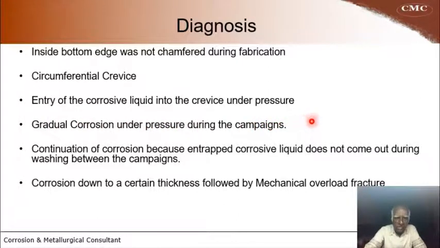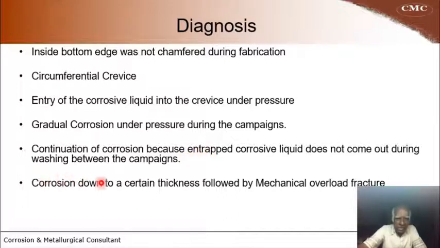In spite of being a stainless steel, when the liquid remains stagnant under pressure in a very tight corner, the corrosion will take place. This corrosion continues because the entrapped corrosive liquid does not come out during washing between the campaigns. A campaign means a product development. Whenever they have developed a product, before they go to the next product, they do washing. That washing is normally done at atmospheric pressure. It is not a pressure washing. So the liquid remains constant inside and continues to corrode.